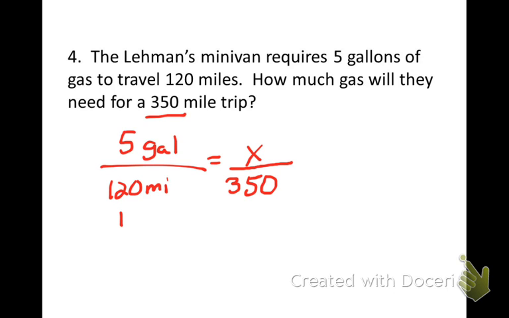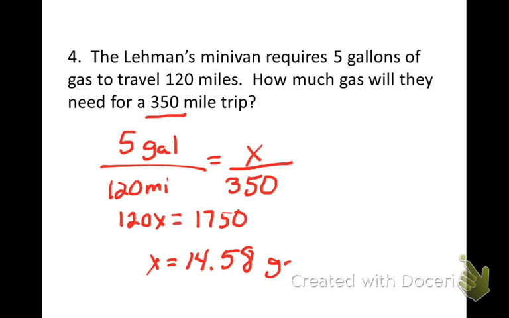So cross products would be 120x equals 5 times 350, which is 1,750. If you divide that, it does not come out even. I rounded it to the nearest hundredth this time. I'm not really sure why, but 14.58. What is going to be the label? Well, I look up here, the X is across from gallons, so I do need to label it gallons. You do either need to write out the word or use a standard abbreviation. G is not really a standard abbreviation for this. So that would be what we would need there.